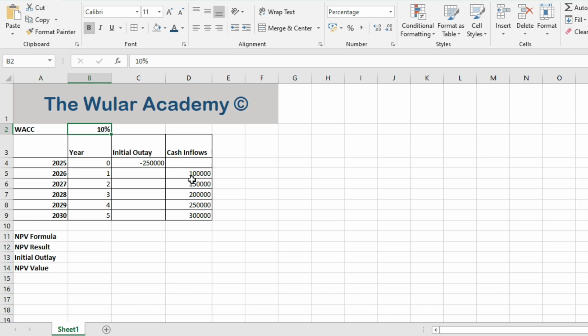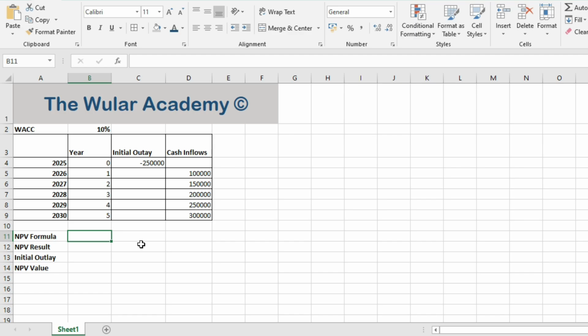Then in the next 5 years it will get the income from that project. In the year 1, that is in the next year 2026, it will get an income of 1 lakh. Then in the next year it will get 1,50,000 as the income or cash inflow. Then 2 lakh. Then in the next year 2,50,000, and in the next year 3 lakh. So this is the initial cash outlay, and these are the cash flows over a period of 5 years, cash inflows. So now we have to calculate the net present value.